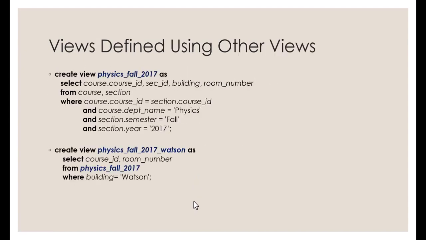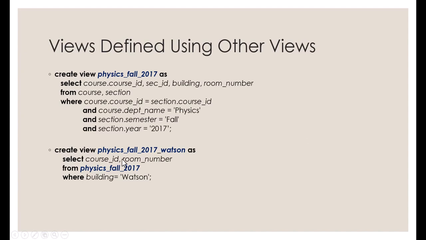Okay, here we have another view called physics_fall_2017. And then we have that as we're joining course and sections. And this is going to be a Cartesian product, where the course ID from these two tables are the same. And we want the department name to be physics, semester fall, and year is 2017. And we're outputting the course ID, section ID, building, and room number.